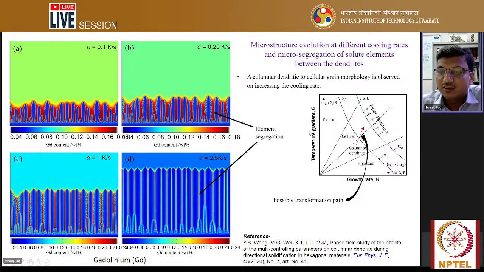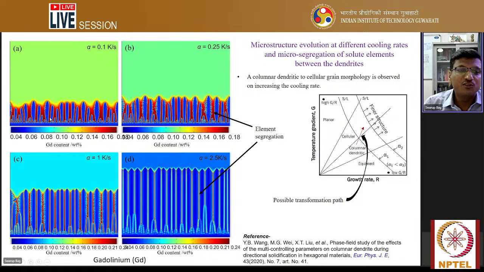Here you can see the columnar dendrite to cellular grain morphology observed on increasing the cooling rate. There is a columnar dendritic to cellular transition as the cooling rate increases, from alpha 1 to alpha 2, where alpha 2 is greater than alpha 1. But during this process, we can observe microsegregation, where element segregation usually occurs.